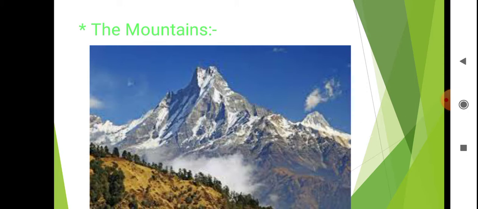Himalaya mountain located in India, okay. Aravalli mountain located in India. Mount Kilimanjaro located in Africa. Alps mountain, Rockies mountain located in USA, America. Understood?